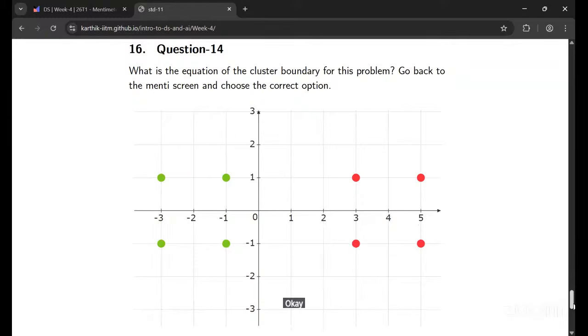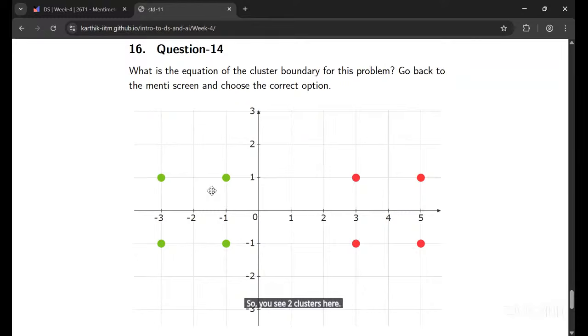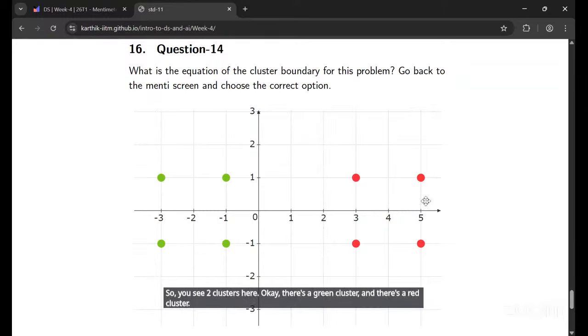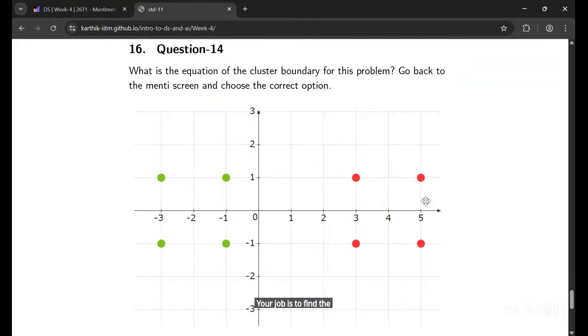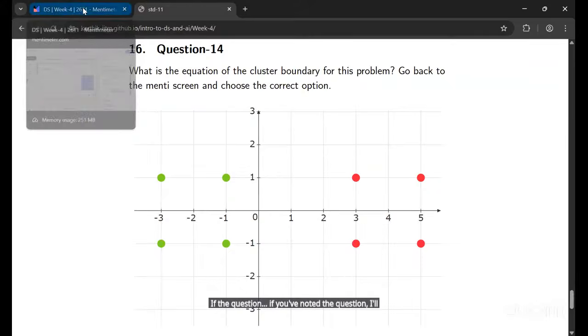Okay, so moving on to question number 14. Now here it says, what is the equation of the cluster boundary for this problem? So you see two clusters here. Okay, there's a green cluster and there's a red cluster. Your job is to find the equation of the cluster boundary. If you've noted the question, I'll show you the Menti screen now.